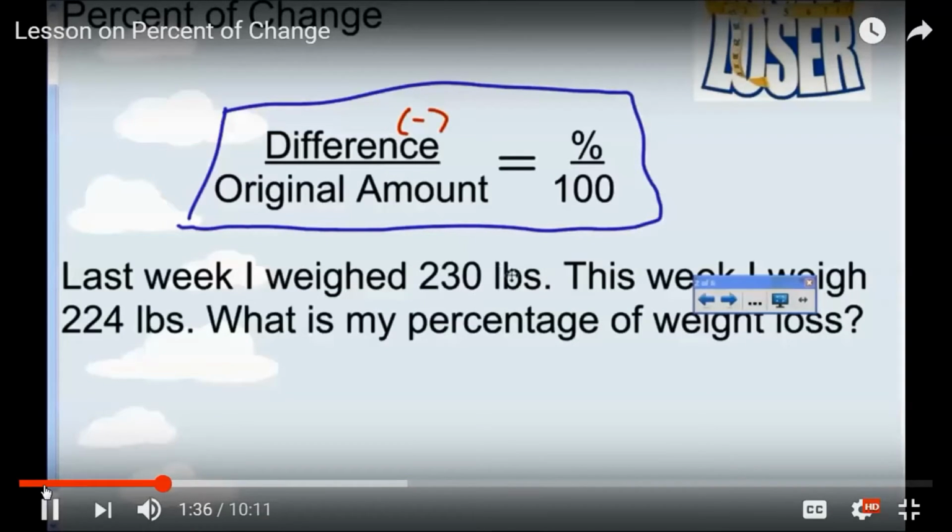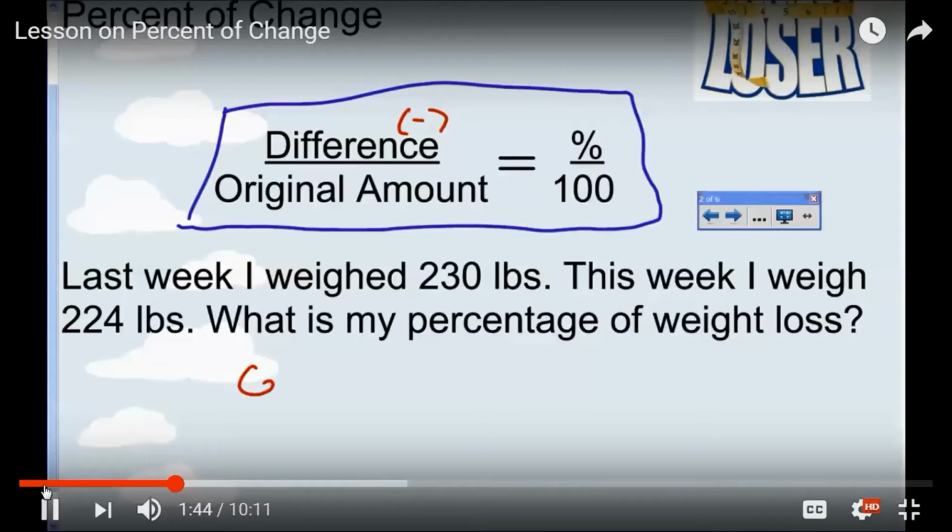So difference, hopefully everyone knows that difference in terms of math means subtract. So we have two values, my weight from last week and my current weight. So for the difference, I'm going to subtract 230 minus 224 to get 6. The original weight, or the starting weight, is what I weighed last week. That was 230 pounds, equals x, we're trying to find percent in all these problems. Our x is always going to be above 100.